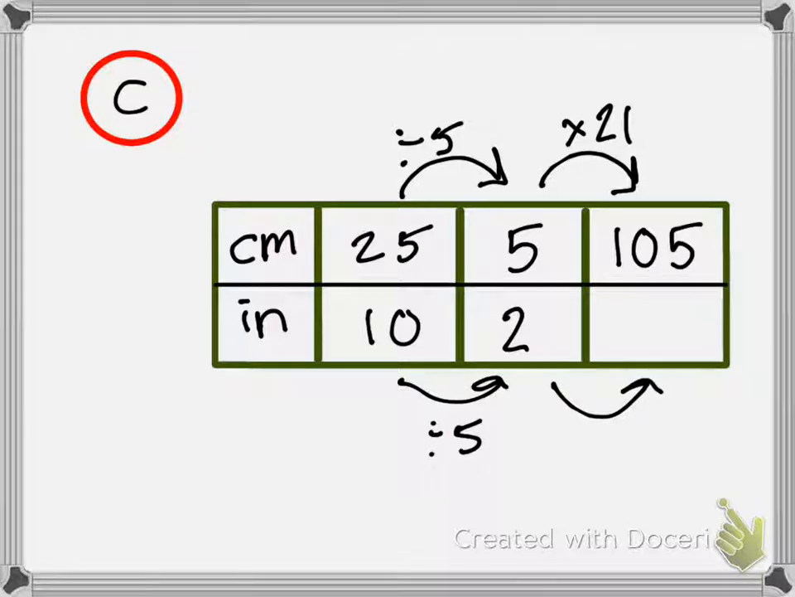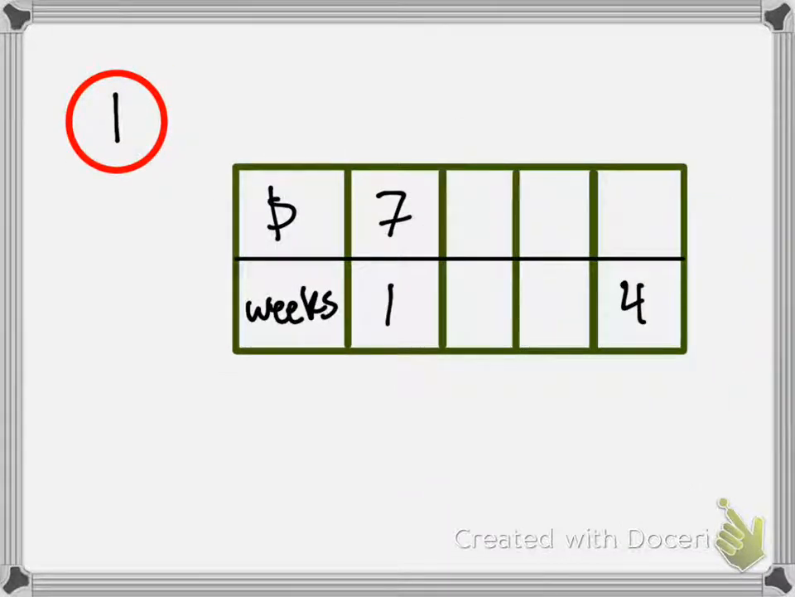We're going to multiply 2 times 21. What is 2 times 21, Matthew? 42. So what is our answer? 42. 105 centimeters is approximately 42 inches. So this one's pretty easy.